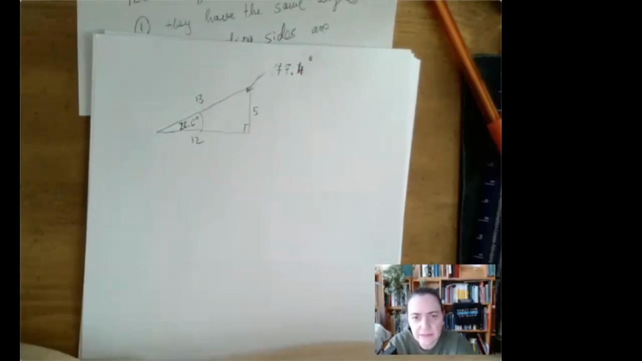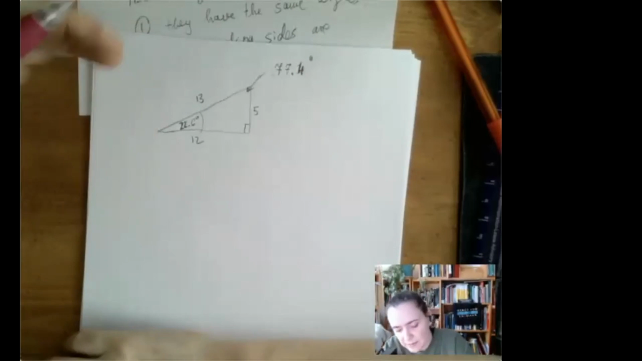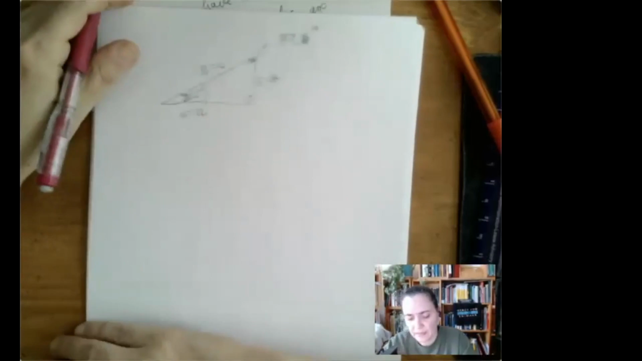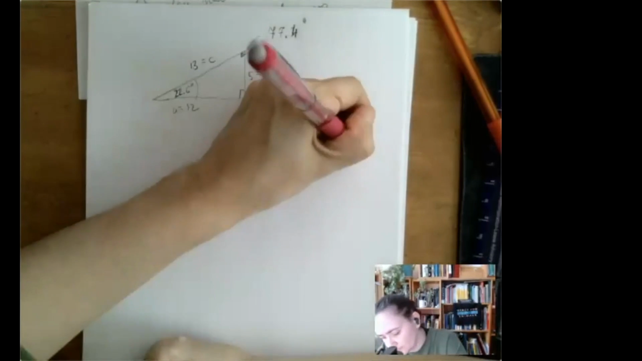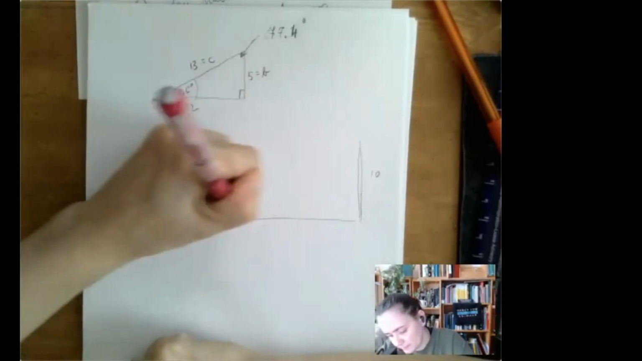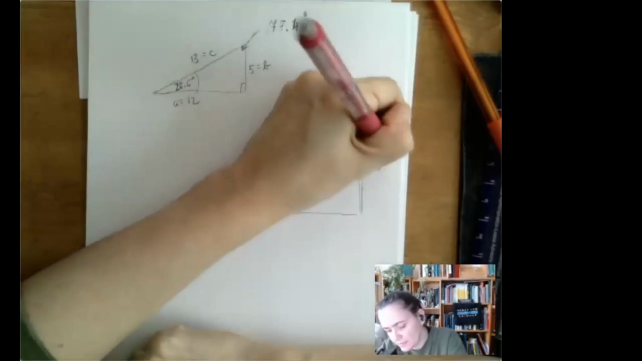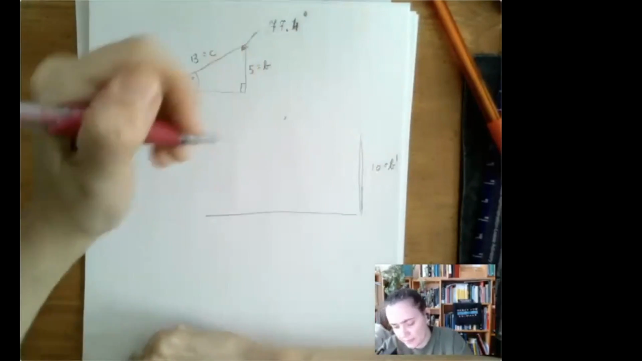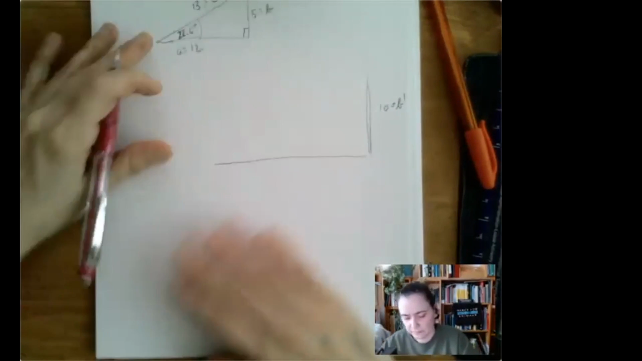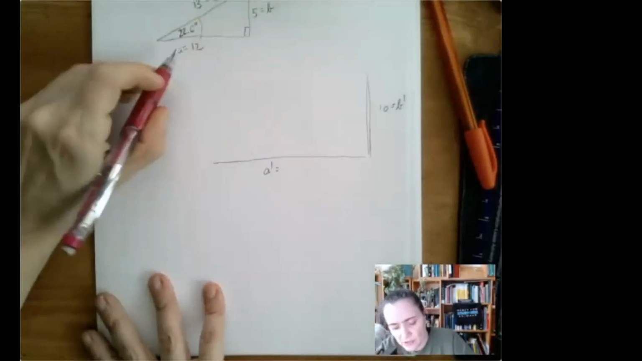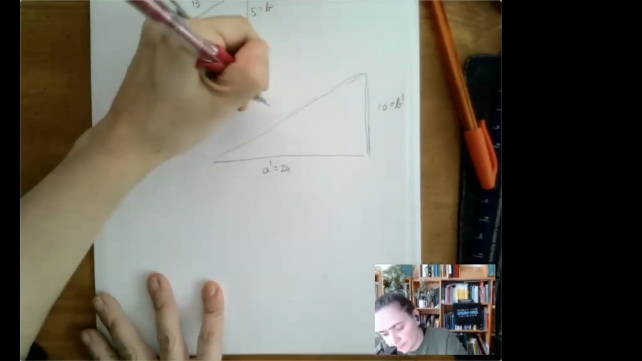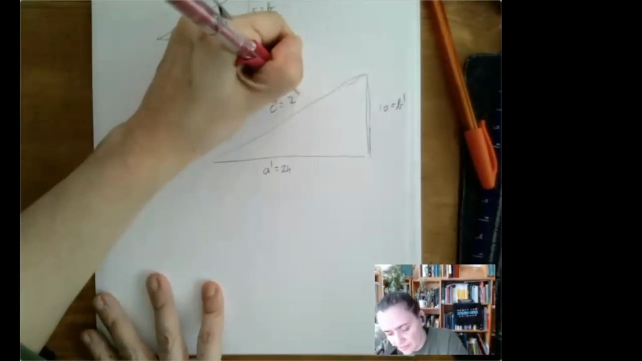Okay, all right. Let me call this A, B, and C. And now let's double this triangle. So then the side that used to be 5 is now 10, and let's call it B prime. And A prime is going to be, instead of 12, 24. And then C prime better be 26.